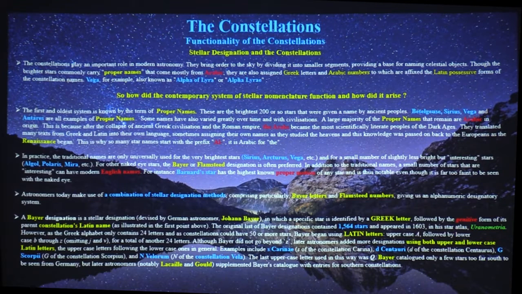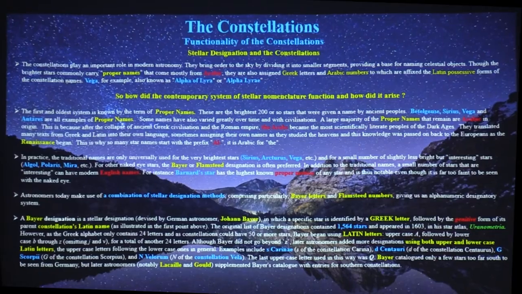Anyway, I don't think I'll get any more into that. So good examples are S Carinae, D Centauri, G Scorpii, and so on. N Velorum from Vela, the constellation Vela. The last uppercase letter used in this one is Q. Bayer catalogued only a few stars too far south to be seen from Germany, but later astronomers, Lacaille, whom I've talked about earlier, and a guy called Gould, supplemented his catalogue with more southern constellations.